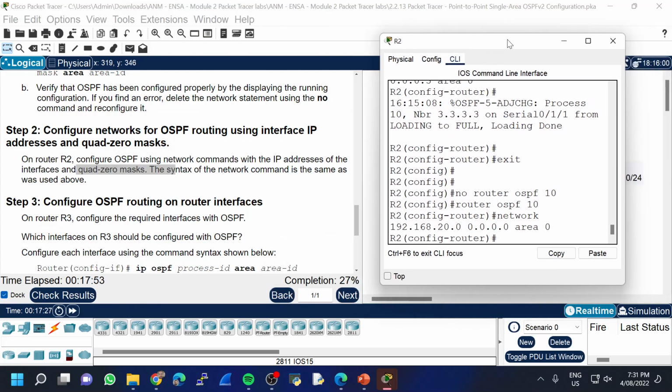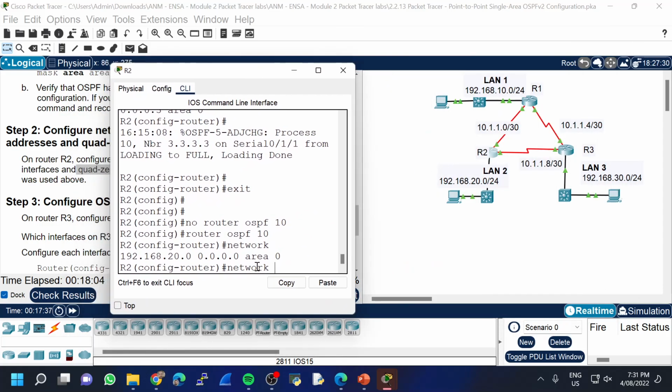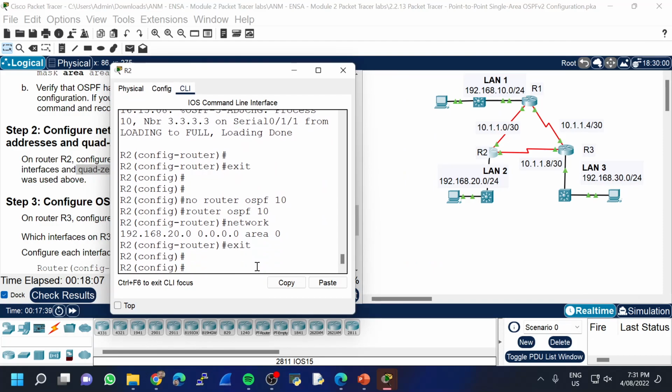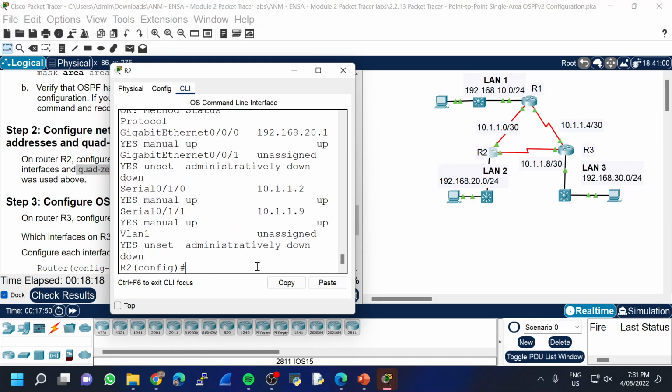I don't understand why they can't just say IP address of the interfaces. Oh, okay. So it's network. What's the IP address of the interface? How do I verify the IP address of the interfaces of the router? Show ip interface. So it's basically telling me to advertise just the IP address of the interface itself. We're going to use the quad 0 because we want to advertise just the interface address, not the network.